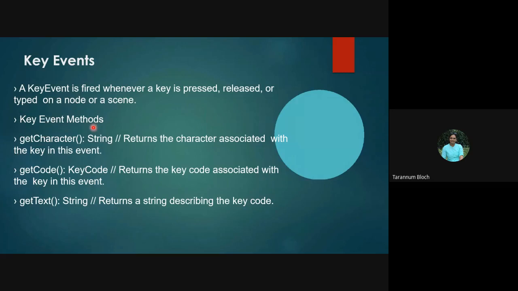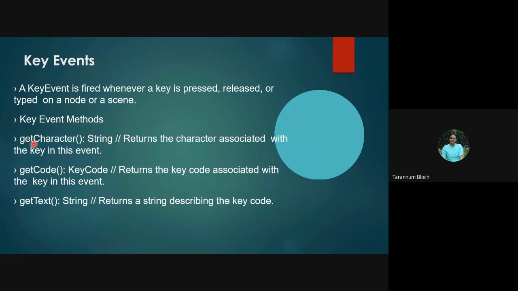There are various key event methods, such as getCharacter. This will return which character has been pressed along with the key. If you recall, most child educational games use this getCharacter. You have seen games where children have to follow which key has been pressed. They say press H, and kids press the H key to learn the alphabets. Right, so that's getCharacter.